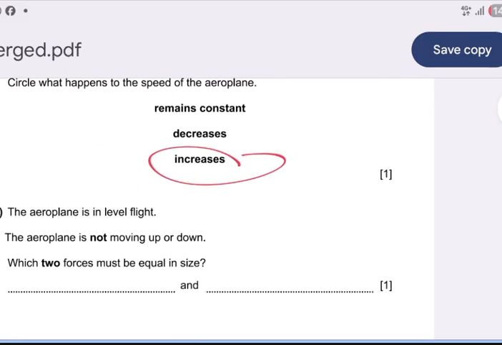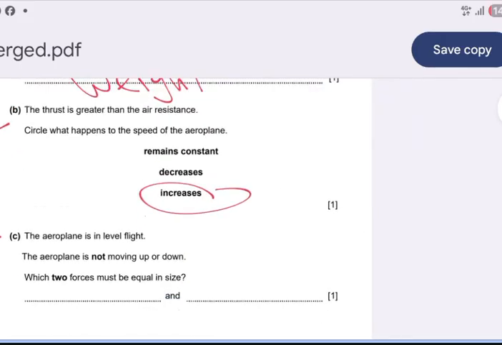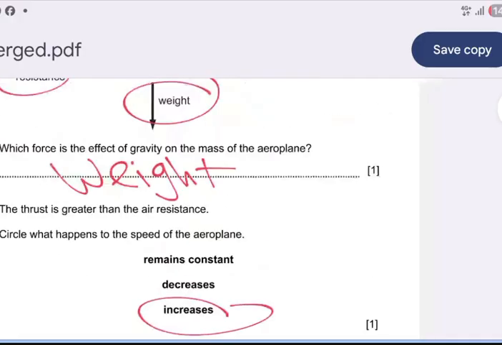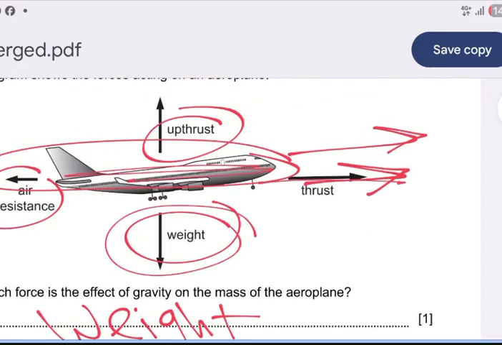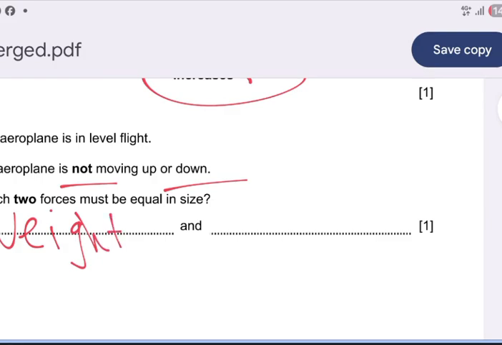So, the airplane is in level flight. The airplane is not moving up or down. Level flight means like this level, like it is steady in the sky. It's not moving up or down. Which two forces must be equal in size? So you know, if it's steady, there are two forces moving downward and upward that are at the same level. So you are going to look at the force downward and the force upward. That's why the airplane will be at the same level. Which one is downward and upward? Upthrust and weight. Yes. So the weight and upthrust are supposed to be equal. That's why it will be at the same level. That's right.